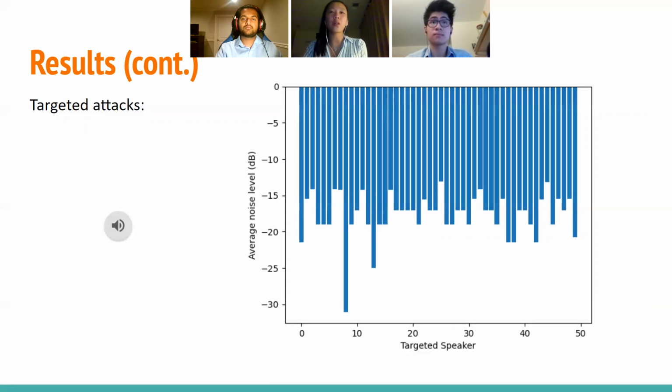And these are the results of our targeted attack. Here's one of the samples that we generated. It's one of the 9 that we have put on our website.